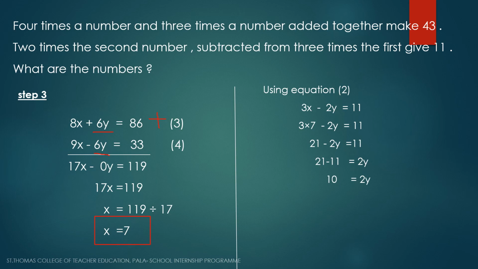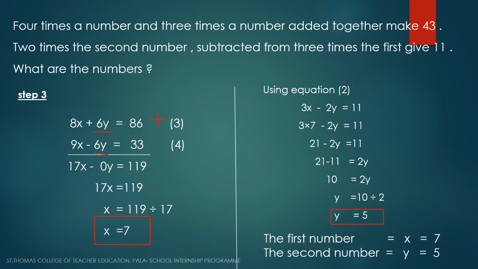So 2 into y equal to 10. So what will be y? Y will be 10 divided by 2. And so we get y as 5. Yes, very good. So we got the value of x and y. And what is this x and what is this y? These are the two numbers, isn't it? So what will be the first number? Yes, it's 7. And what will be the second number? It's 5. Okay.